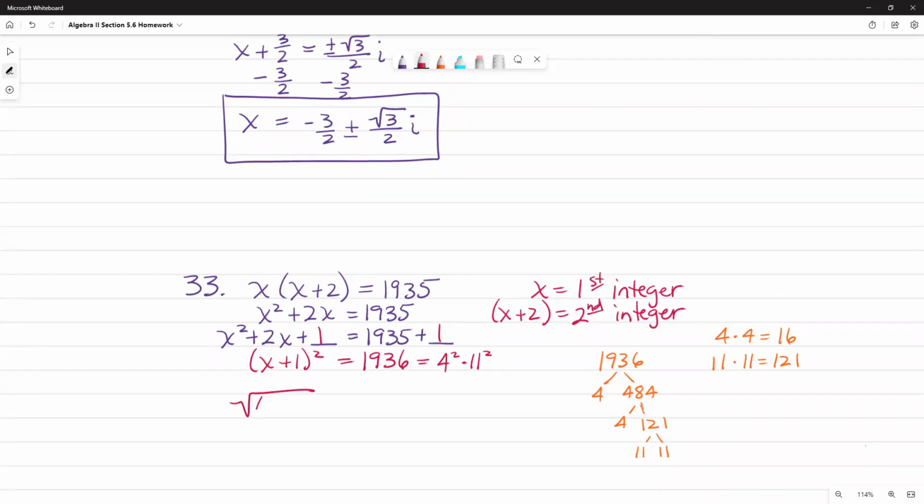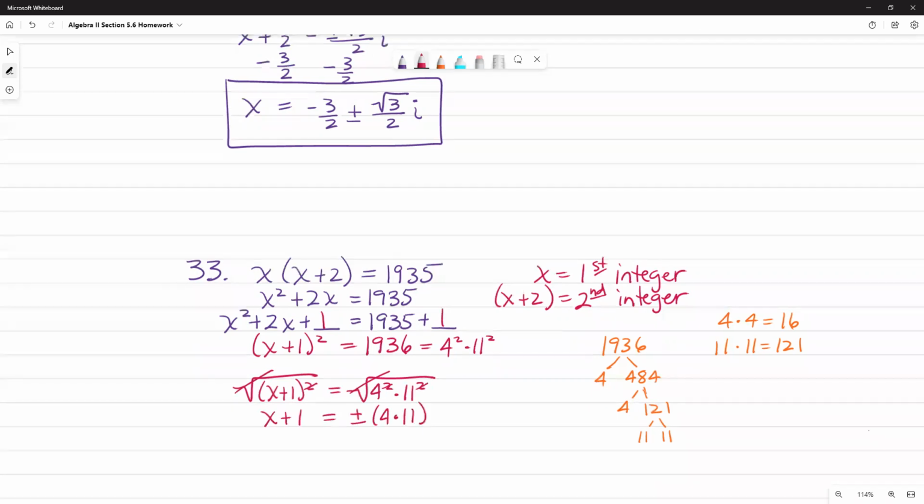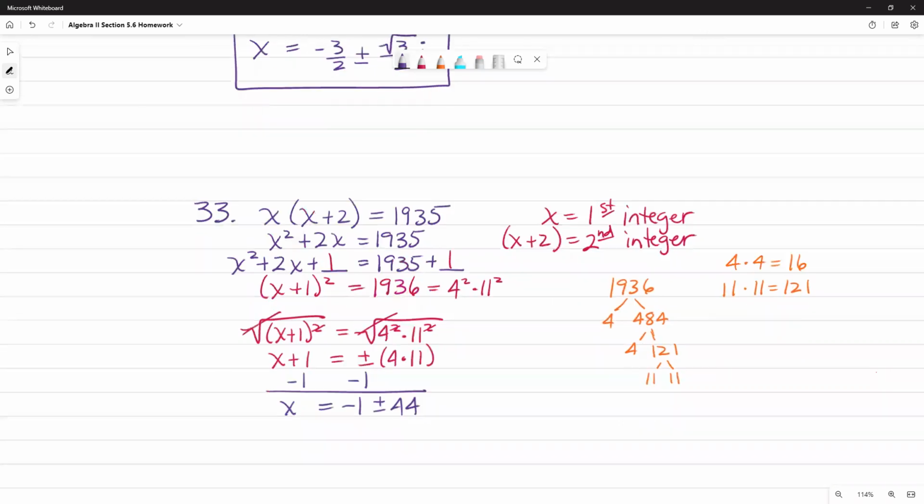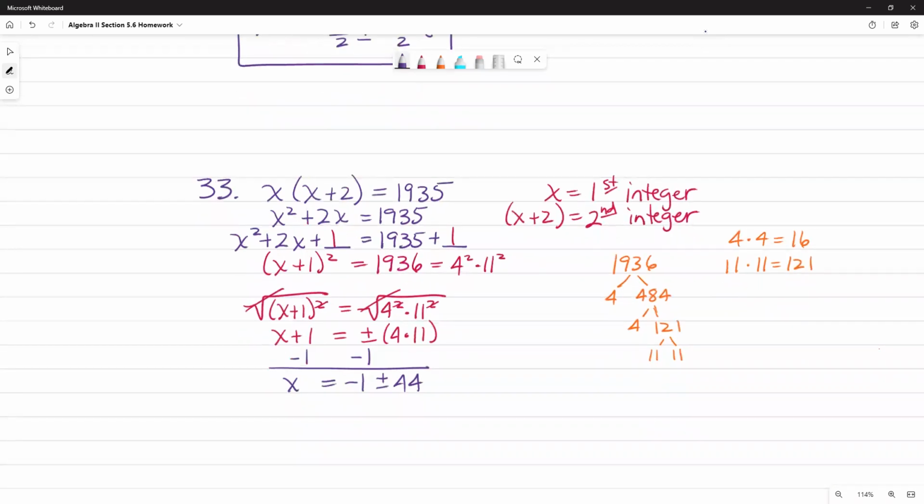So the square root of x plus 1 squared equals the square root of 4 squared times 11 squared. This cancels out. This cancels out. And so we end up with x plus 1 equals plus or minus 4 times 11, which is 44. So now I subtract my 1 from both sides. And I end up with x equals negative 1 plus or minus 44. This I can definitely solve, which is good.